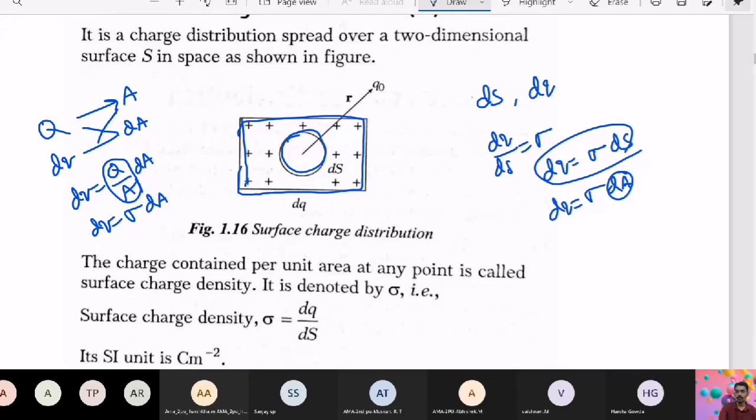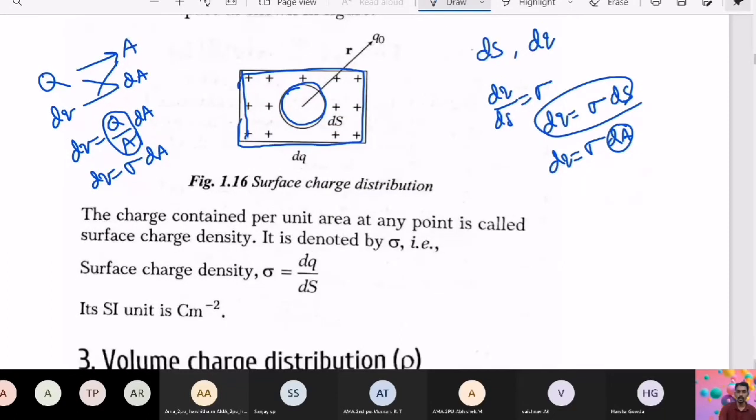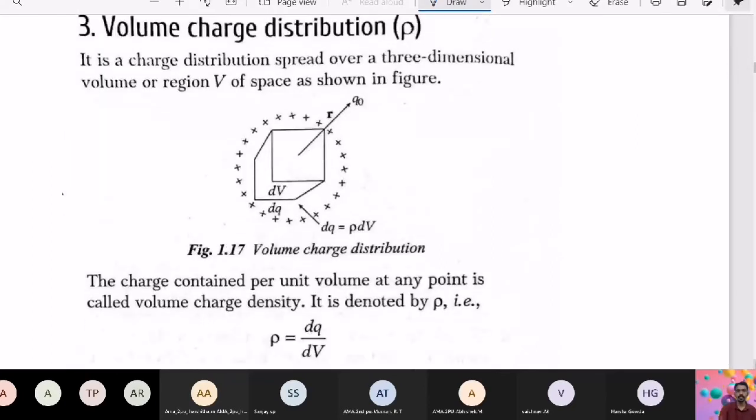So these things will be there. We will see further how we use them. Just definition I am telling again. Similarly, now you consider volume distribution also. There is a total volume V. There is a total charge Q.